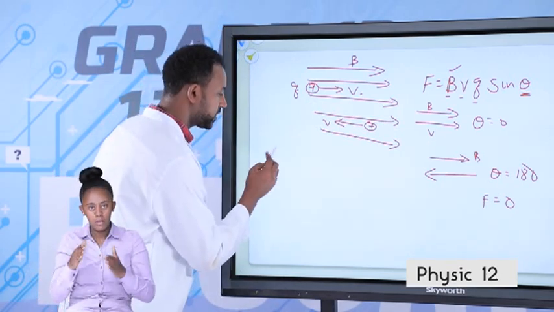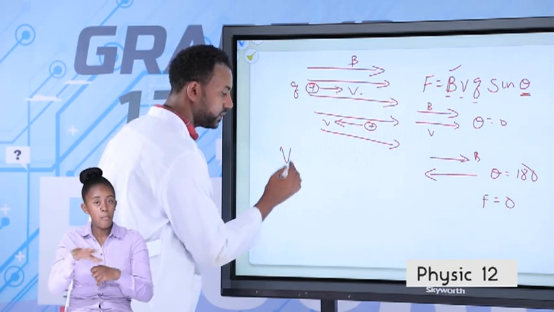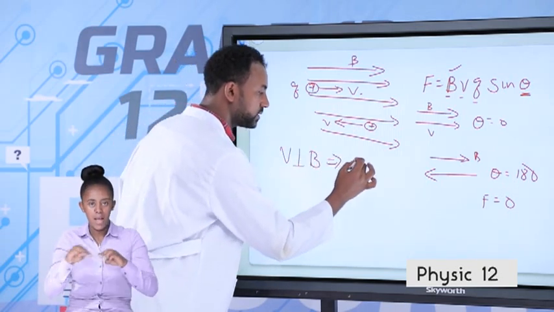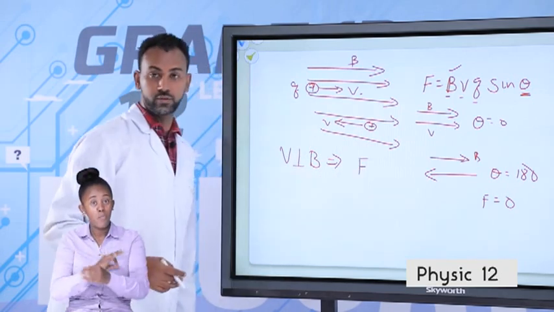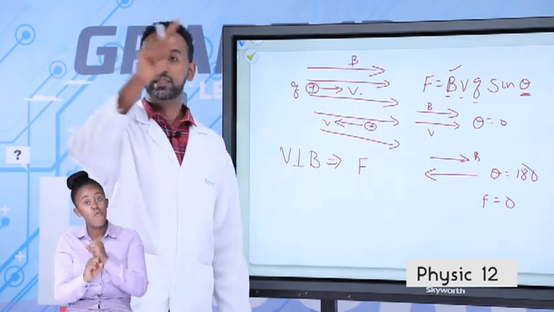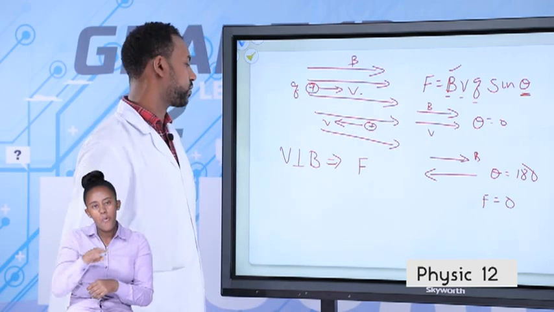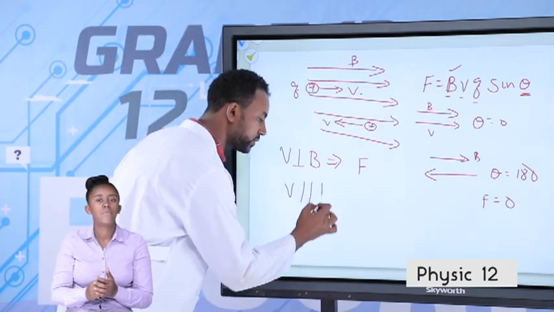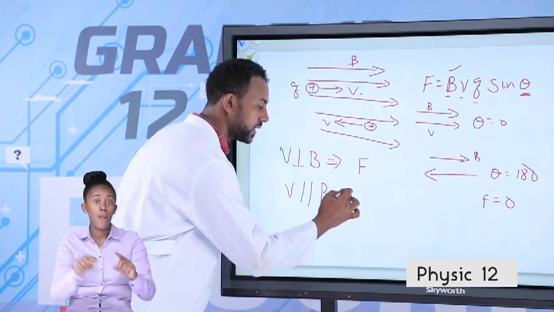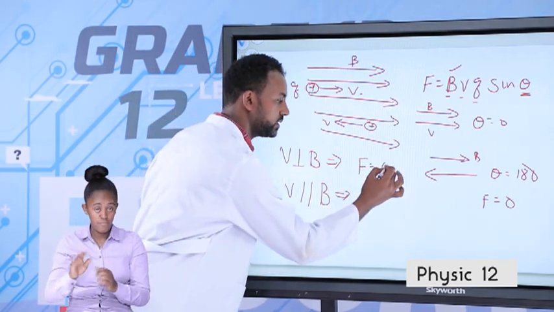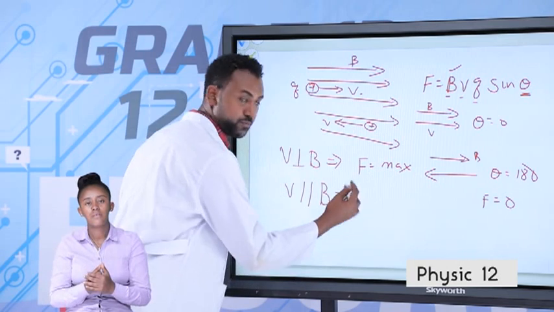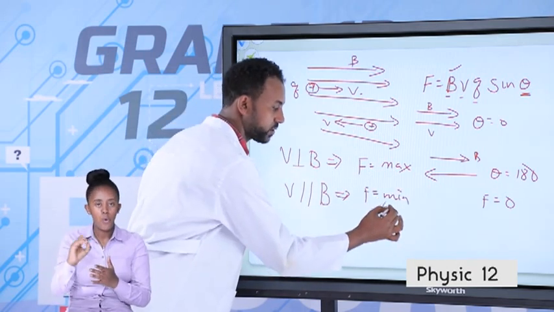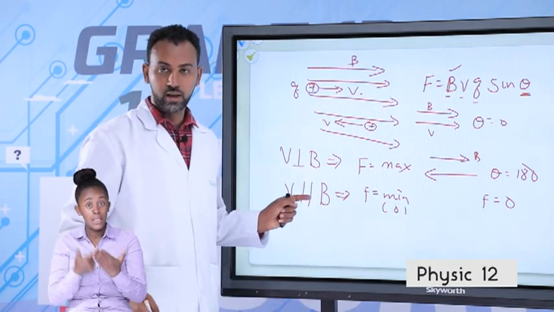So if a charged particle is moving perpendicular to a magnetic field, the force is maximum and it forms a circular path. And if a charged particle is moving parallel to the magnetic field, it has a straight line. The force in the above case is maximum. In this case, it's minimum or 0, when it is parallel.